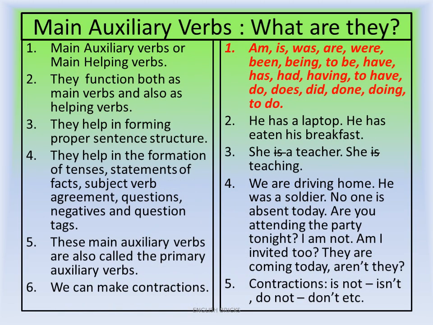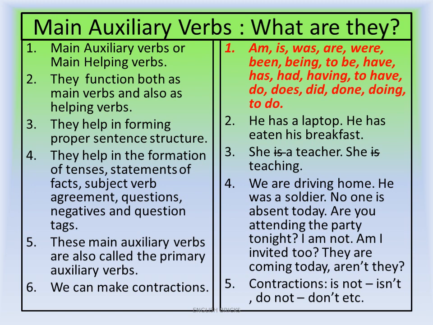Okay, here we are going to first discuss the main auxiliary verbs. What are they? Let's go point-wise. Main auxiliary verbs are the main helping verbs. Now these are what they are: am, is, was, are, were, been, being, to be, have, has, had, having, to have, do, does, did, done, doing, to do. Now these are the main auxiliary verbs or the main helping verbs. They function both as main verbs and also as the helping verbs.